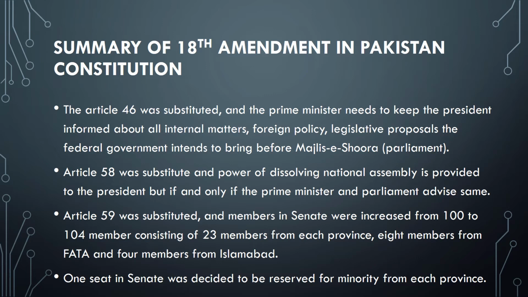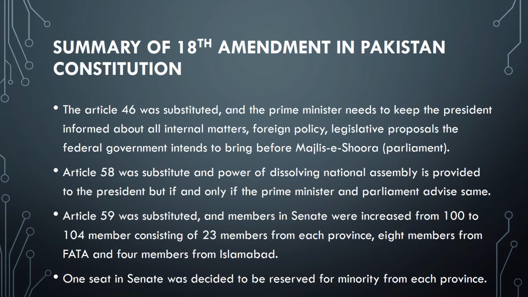Article 59 was substituted, and members in the Senate were increased from 100 to 104 members, consisting of 23 members from each province, 8 members from FATA and 4 members from Islamabad. One seat in the Senate was decided to be reserved for minorities from each province.